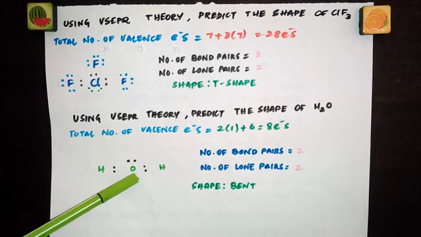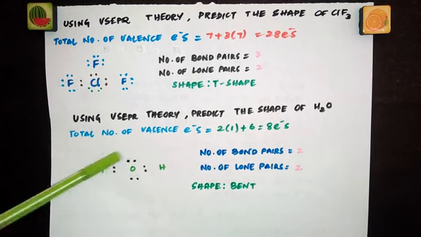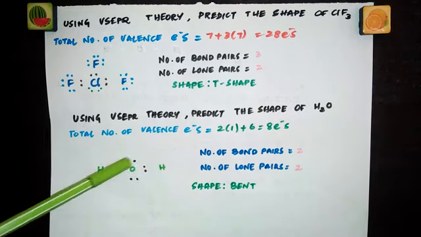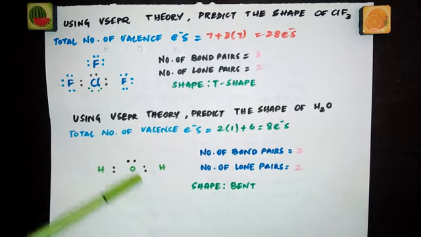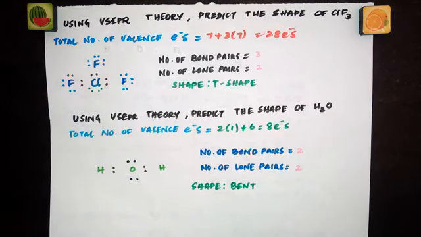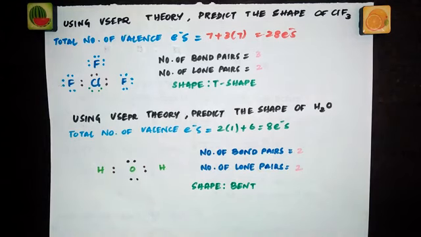Now complete octet for oxygen. So all the 8 electrons are used up. How many bond pairs are there? 2 bond pairs. And how many lone pairs are there? 2 lone pairs. So when you have 2 bond pairs and 2 lone pairs, the shape will be bent shape. So recall the tabular column, try to memorize that. So it will be easy for you to predict the shape of any given molecule.